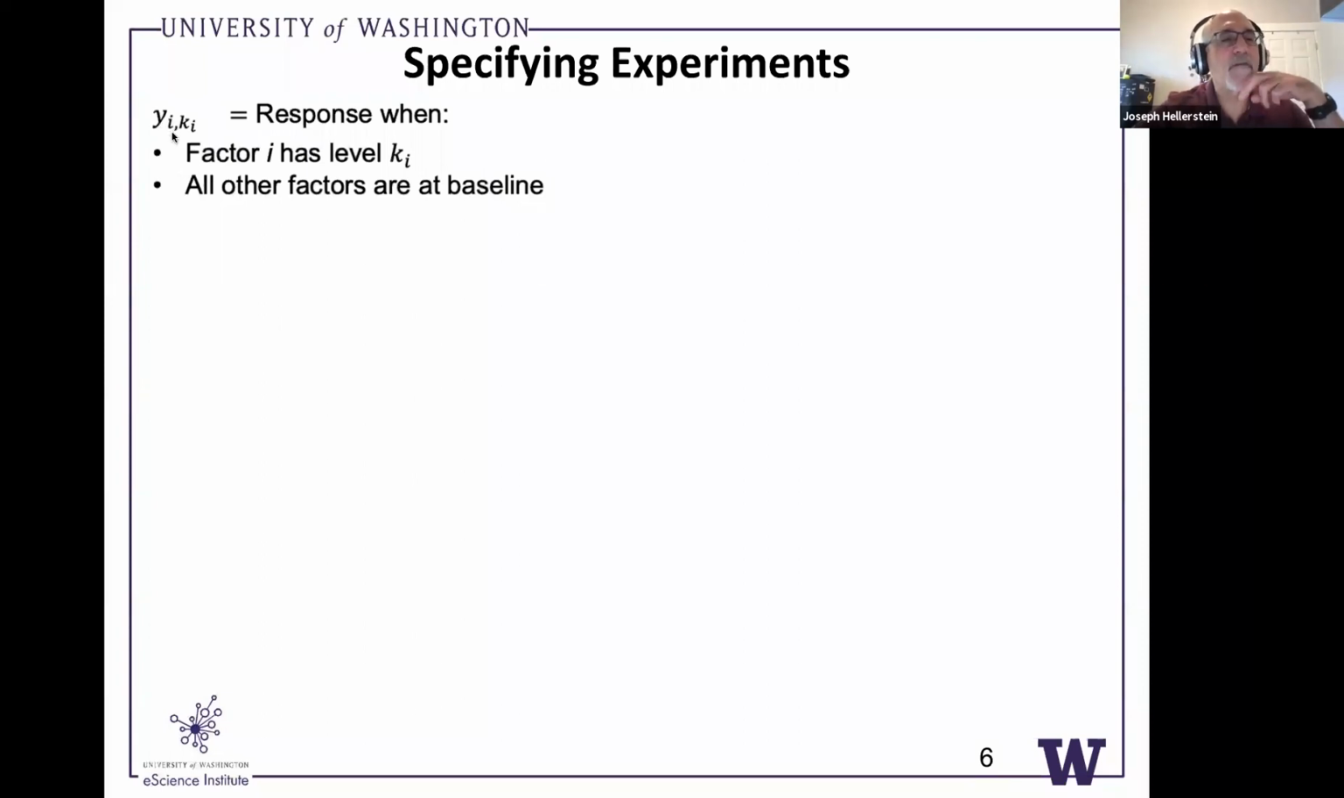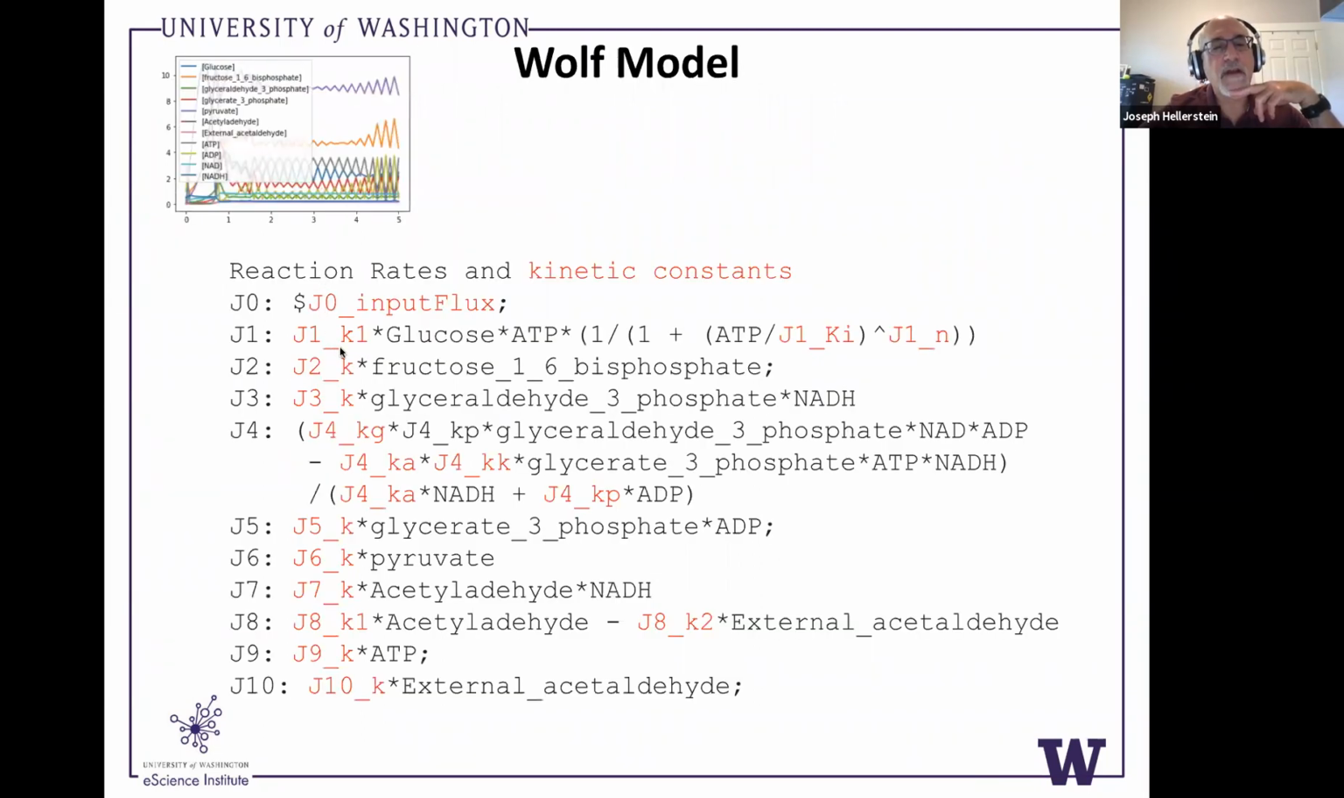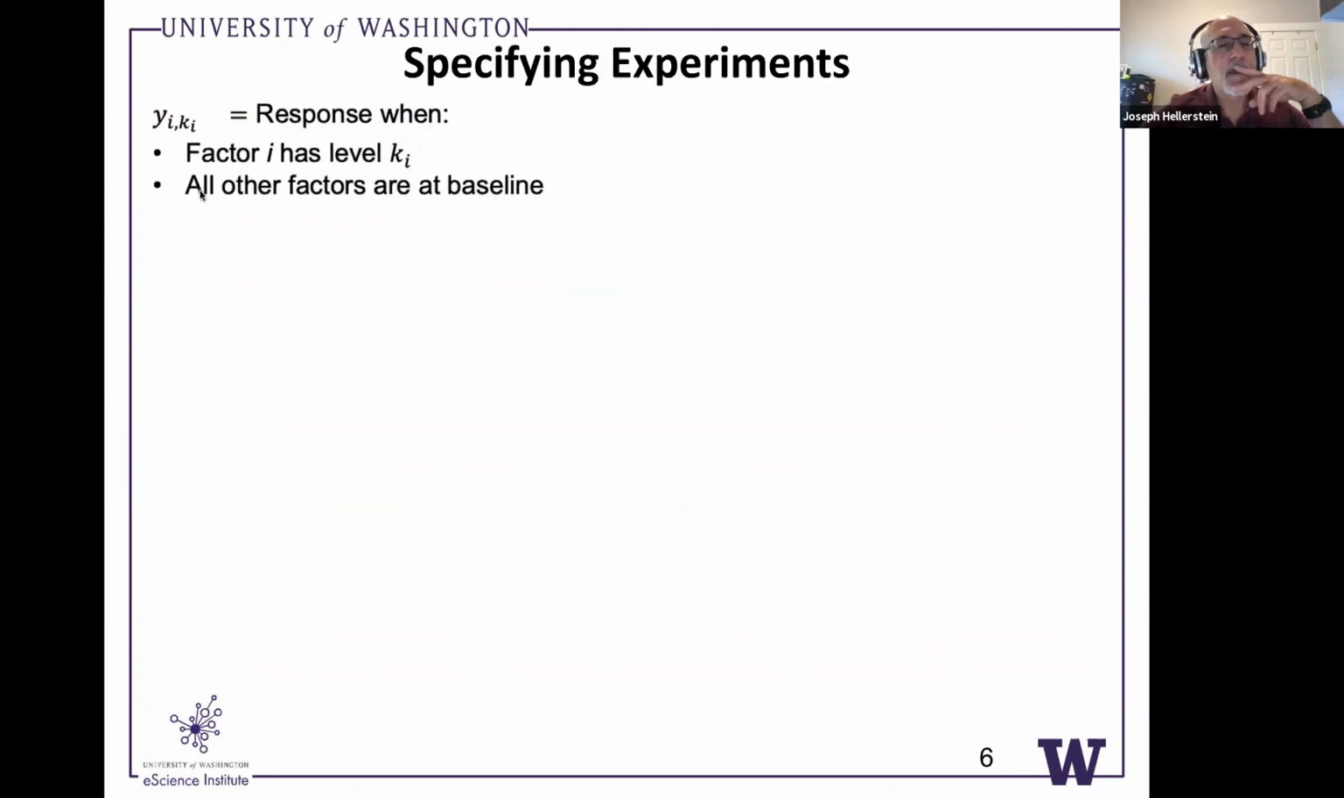Okay, so what we've done here is we've conducted an experiment. And in this experiment, factor i, let's say that is one of these guys over here, let's say J1_K1, this parameter over here. So we conducted an experiment, and this factor J1_K1 had been set to a certain value. That's a value associated with this ith factor. Okay, if all factors, and that means that factor i is at this particular level, let's say it's a 10% reduction from the baseline, and all other factors are at baseline when this experiment was conducted. So this is the output when that one factor, J1_K1, was set to, let's say, 10% of its initial value. That's the kth level for that factor.